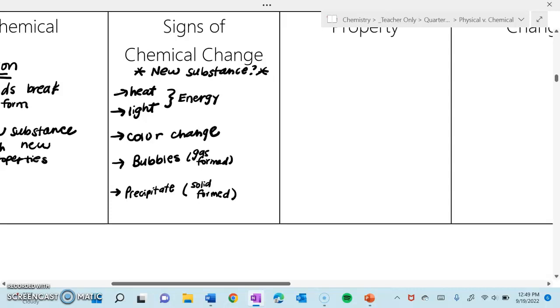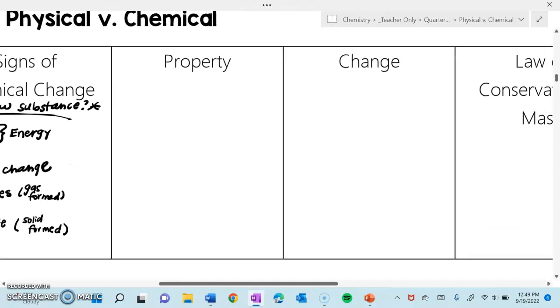Okay, so any of those signs that we're looking for, always go back to ask yourself, is this a new substance? Because sometimes things will bubble, but it's not really a new substance. For example, maybe I blow bubbles in a straw. I see bubbles, but I really have to ask myself, is this a new substance? Just because I see bubbles doesn't mean that I'm making a new substance. It has to be under those conditions where you think something new has formed by breaking or forming bonds.